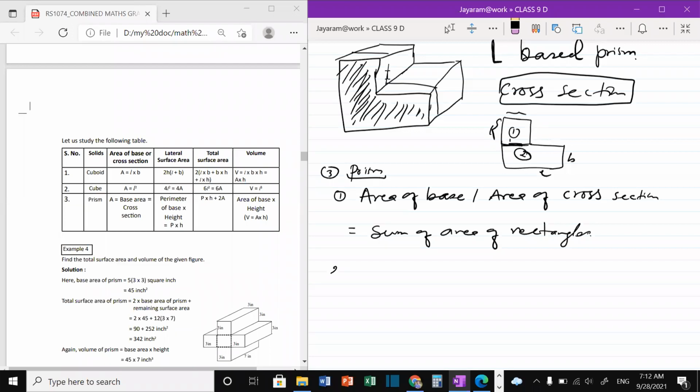In number 2, lateral surface area. What is the meaning of lateral surface area? Ayok Boral, what is the meaning of lateral surface area?